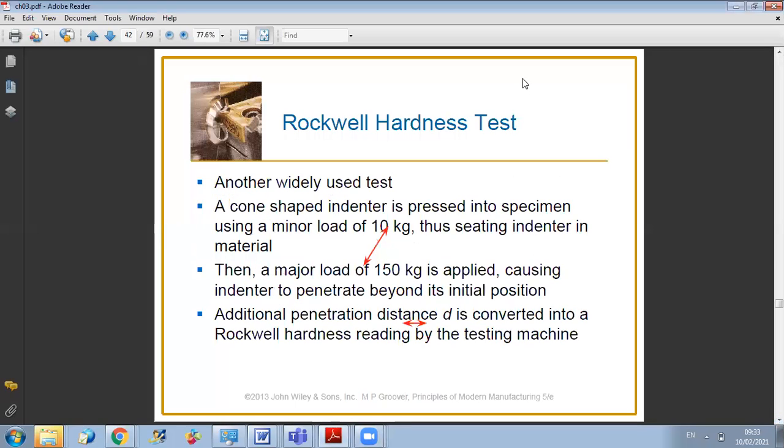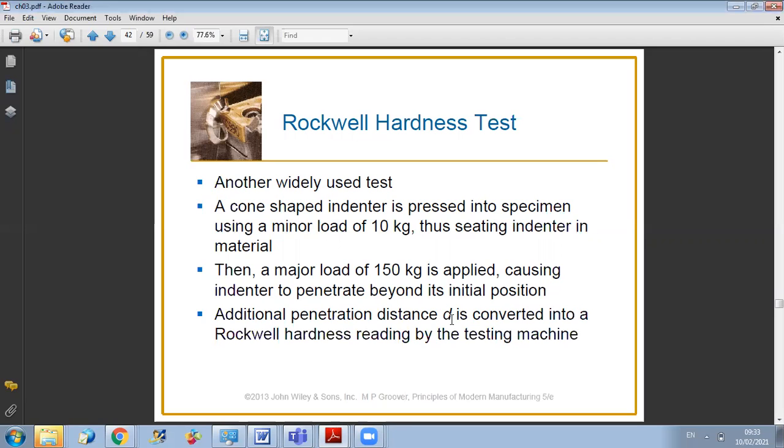Now, the second type of test is the Rockwell hardness test. It is another widely used test, and it consists of the following. A cone-shaped indenter is pressed into a specimen using a minor load of 10 kilograms, thus seating the indenter in the material. And then after this step, a major load, which is much higher than 10 kilograms, for example 150 kilograms, is applied, which will cause the indenter to penetrate beyond its initial position. This additional penetration distance is converted into a Rockwell hardness reading by the testing machine.